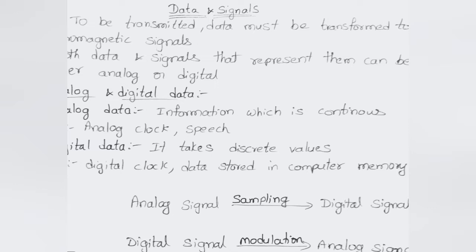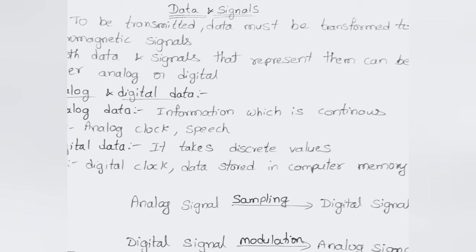Here the data may be of any format, like image, video, text, or an animation. So that data must be converted into transmission signals in order to transfer the data, in order to communicate with the other device. For that, we are going to convert the data into the format of signals.